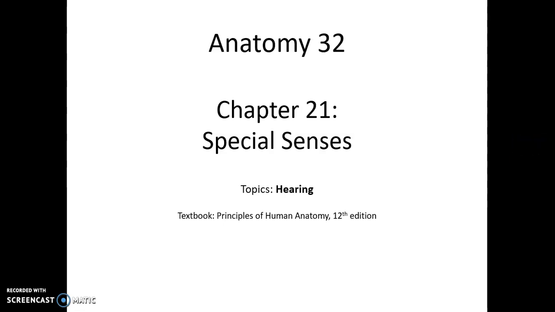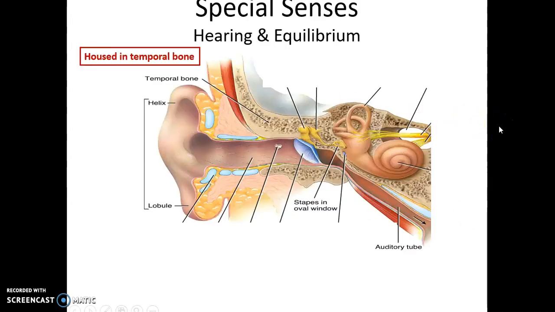Anatomy 32, Chapter 21, Special Senses, Topics: Hearing. So, the structures for hearing are housed in the temporal bones, or connected sort of directly to the temporal bone.